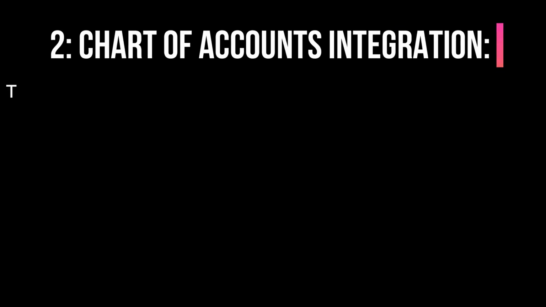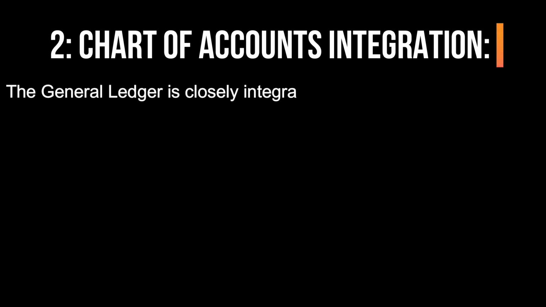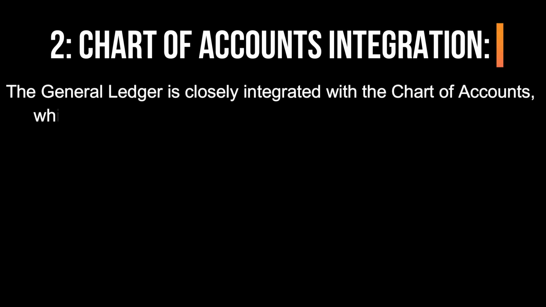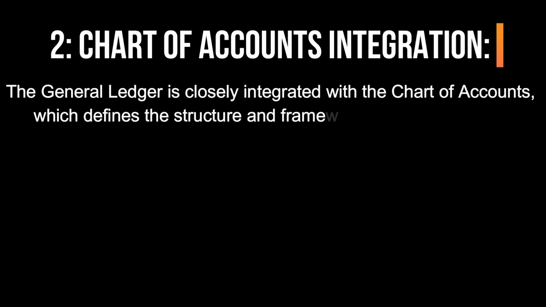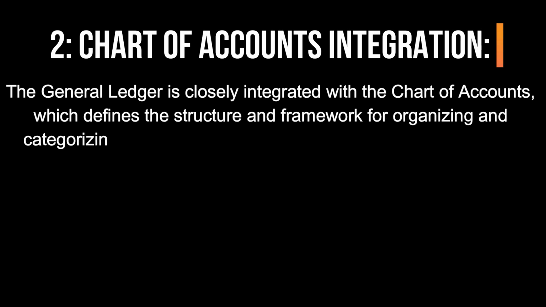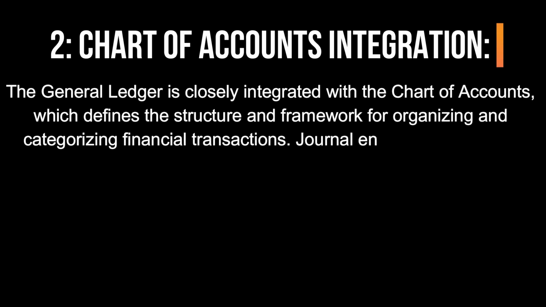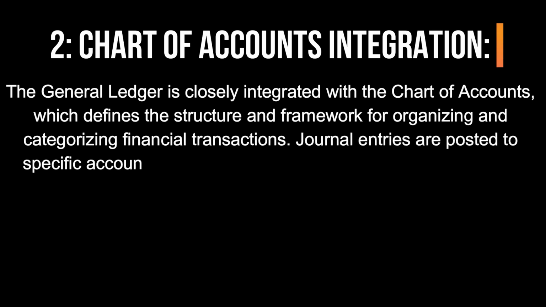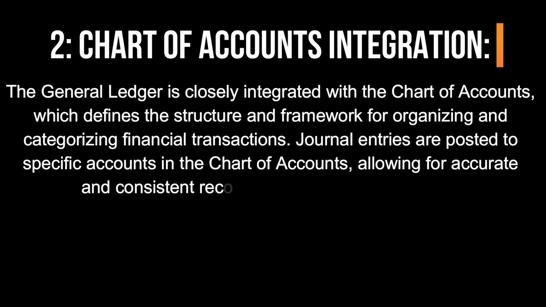2. Chart of accounts integration. The general ledger is closely integrated with the chart of accounts, which defines the structure and framework for organizing and categorizing financial transactions. Journal entries are posted to specific accounts in the chart of accounts, allowing for accurate and consistent recording of financial transactions.